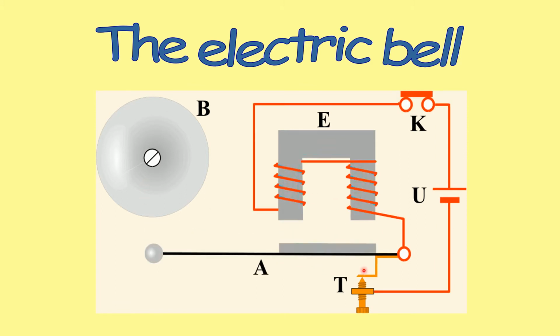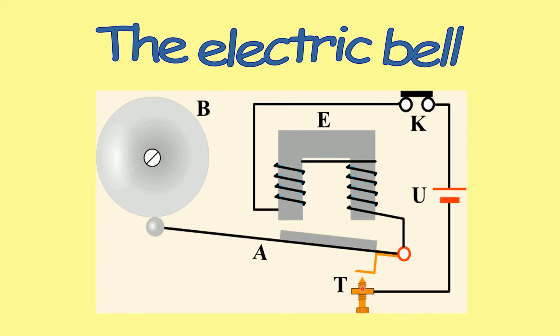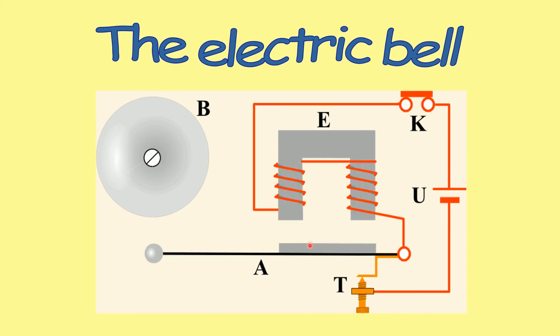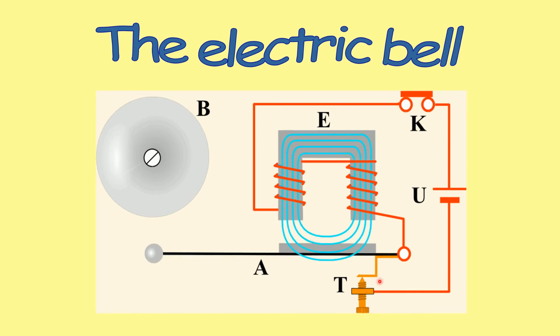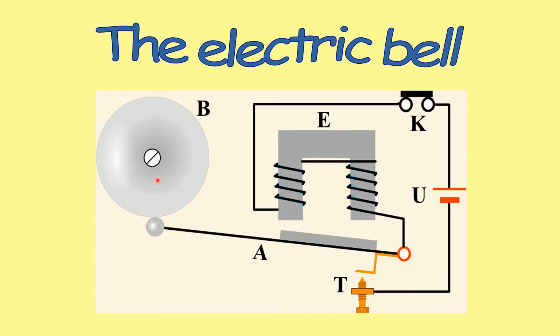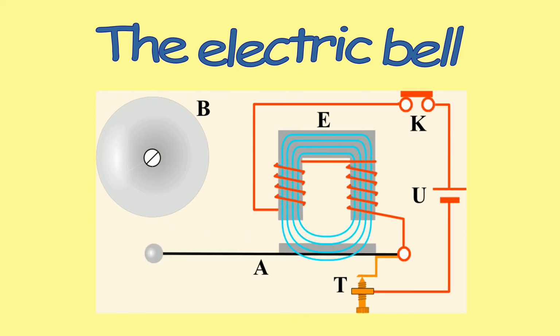Because it's attracted, the circuit breaks just here, and so then it turns off and the striker is not attracted to the electromagnet anymore. Because it's not attracted, the spring pulls this back here, and so the striker moves away, and our circuit is connected again, and this happens again and again and again.